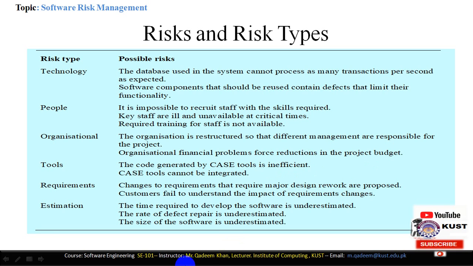So then the organization risk may occur. Next one is the tool risk. Tool risks are those risks which are associated with the case tools, and if these are inefficient case tools, then the case tool cannot be integrated. We should have good quality case tools. Case tools are the computer aided software engineering tools which are used in the development of the project.